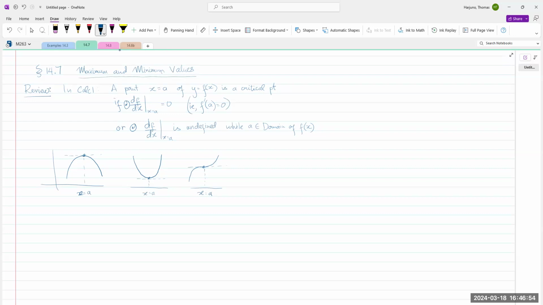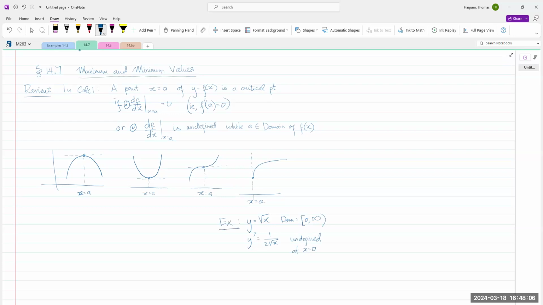Now, for the second case, where the first derivative is undefined but x equals a is still in the domain of the function. For example, in this case the tangent line is a vertical tangent line, but the function at x equals a is still in the domain. The classic case is y equals square root of x. The first derivative is 1 over 2 square root of x. The domain of the function is 0 to infinity, including 0, but the domain of the first derivative does not include 0 anymore. So this is undefined at x equals 0. That's a classic example.